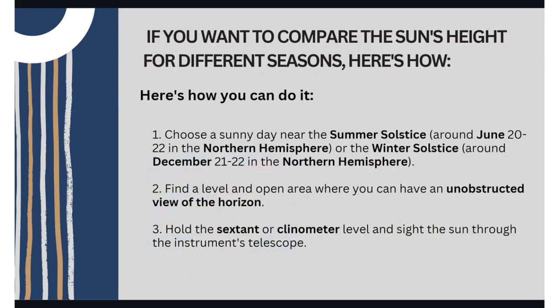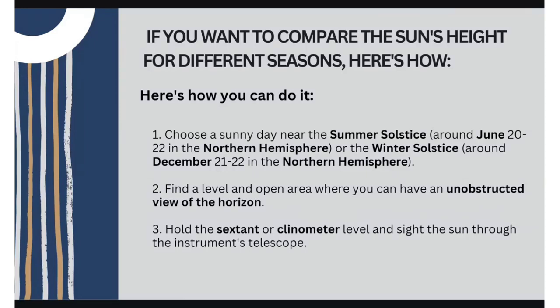Here are the steps on how solar altitude measurement can be done. First is choose a sunny day near a summer solstice and a winter solstice. The reason for choosing these dates is that they are the points in the year when the sun angle in the sky is at its highest and lowest. By measuring the sun's altitude at these times, we can get a sense of how the sun's height changes over the course of the year. Second is find a level and open area with an unobstructed view of the horizon.